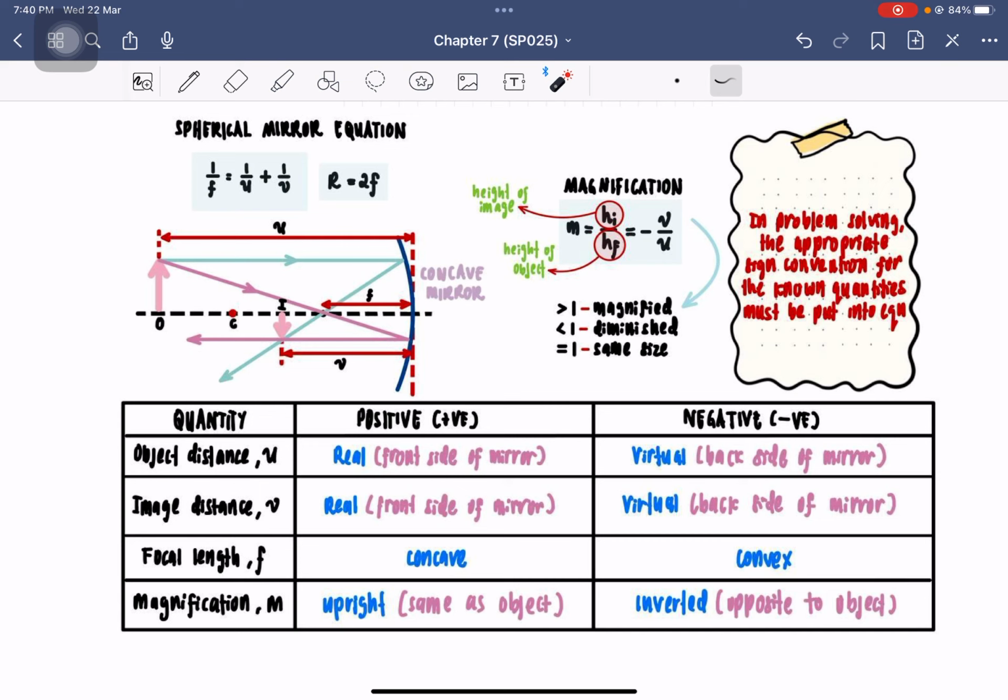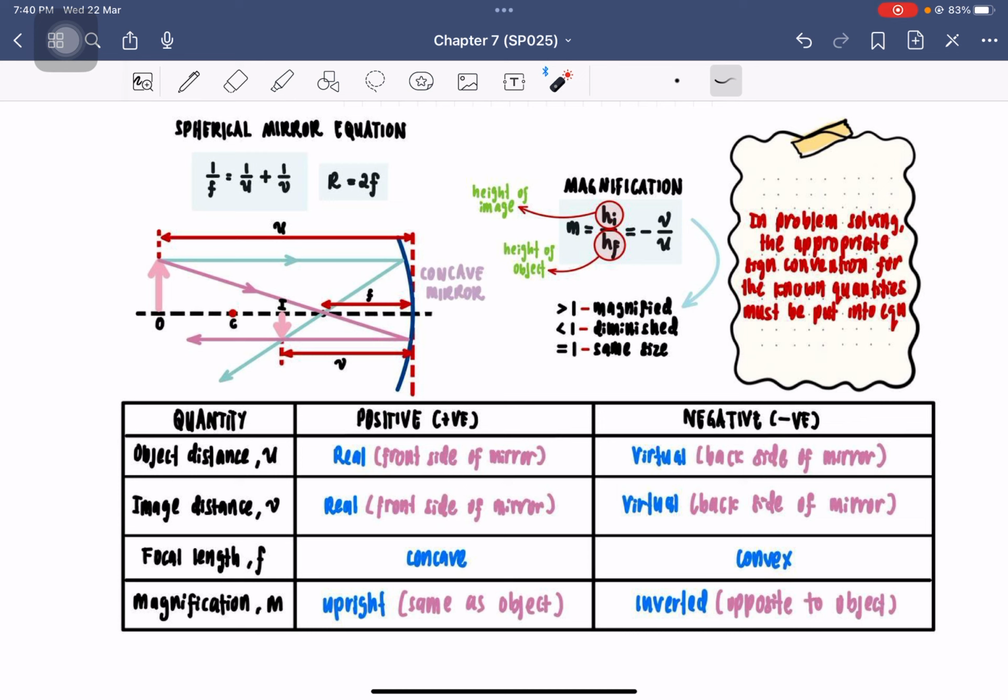Right, so I've summarized it down here for you. We have positive and negative. If u is positive, the object is real, and negative is virtual. And then image distance, if it is at the front side of the mirror, it's going to be positive, and it is telling us it is a real image, and virtual for negative. The focal length, you need to remember this one, because in the question you have to know whether the focal length is going to be negative or positive, and that depends on the type of mirror. So if it's a concave mirror, it's going to be a positive focal length, whereas convex it's going to be a negative focal length.